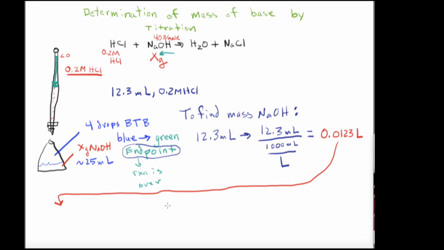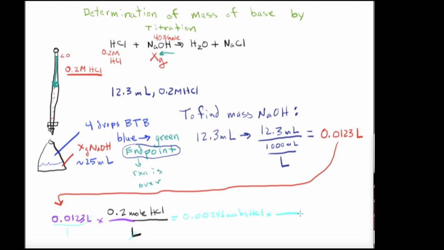Now for the calculation. So we're going to start with the volume dispensed of the hydrochloric acid solution, 0.0123 liters. And we're going to multiply this times the molarity of the hydrochloric acid solution, which is 0.2 moles HCl per liter. Now, you can clearly see that liters is going to cancel out. This is over 1. So we are going to have 0.00246 moles of hydrochloric acid that was reacted.